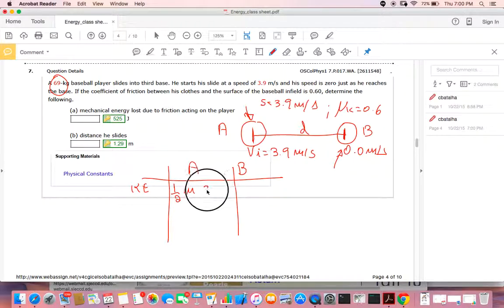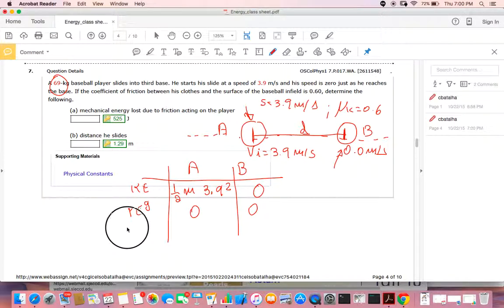Half m times speed squared, but at point B, the person stops. How about gravitational potential energy? Yes, it does, but it's at the same ground level, because it's all at ground level. So there is no raising of the player or going down in a pit or something. There are no springs in this problem. So pretty much that's it.